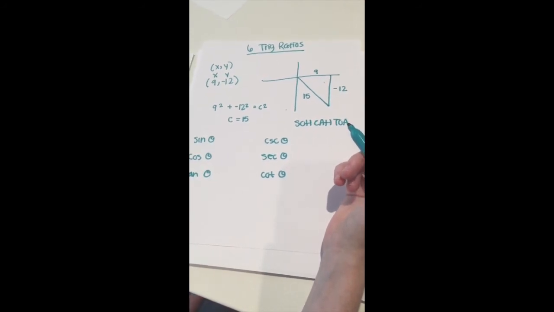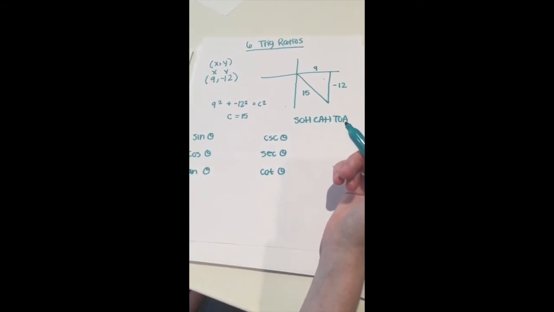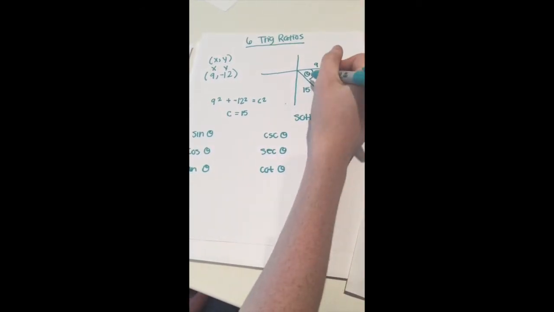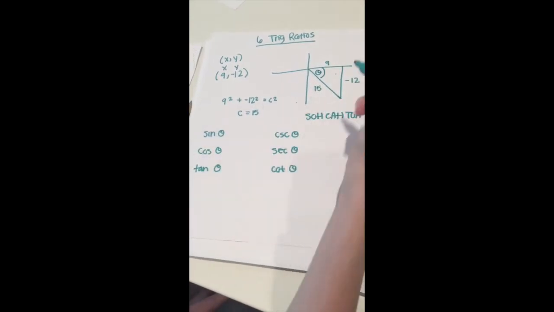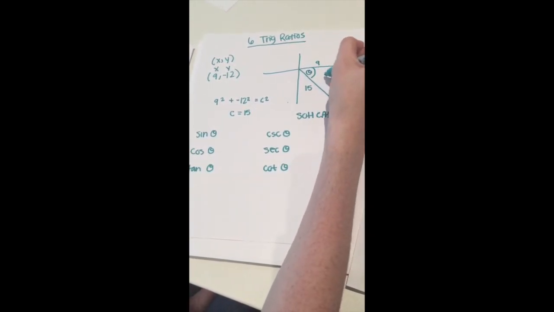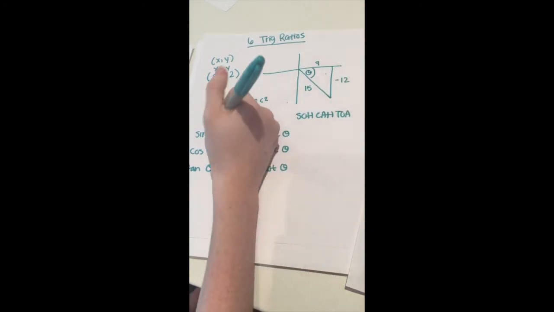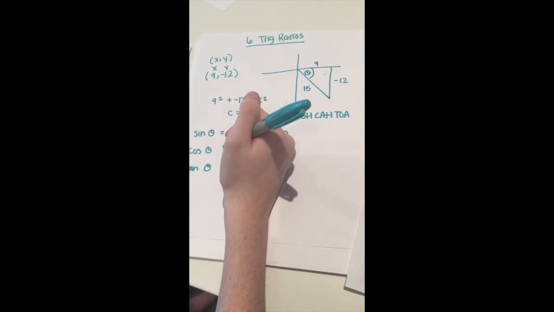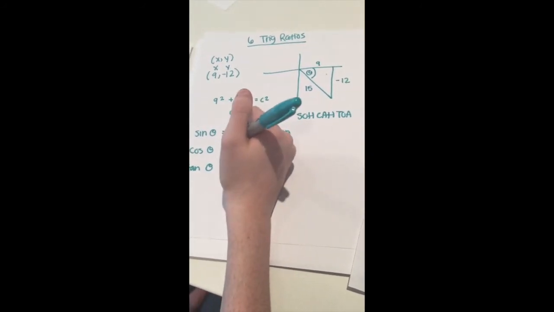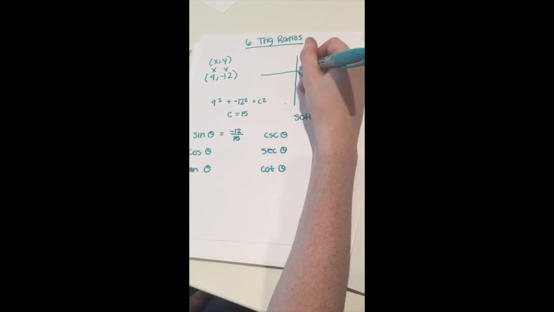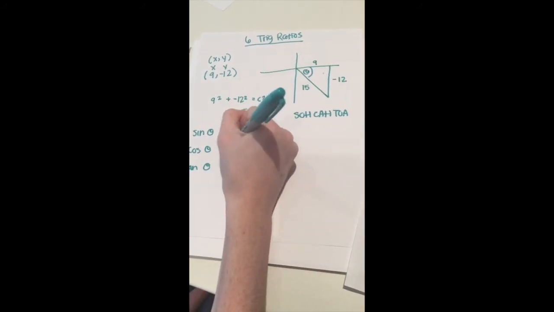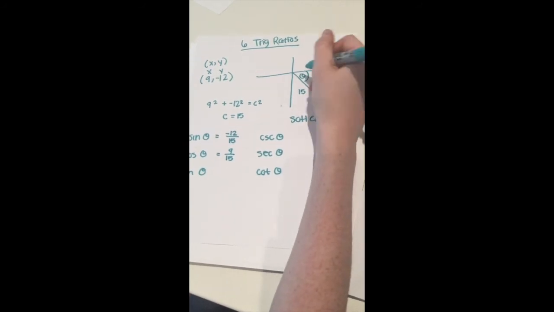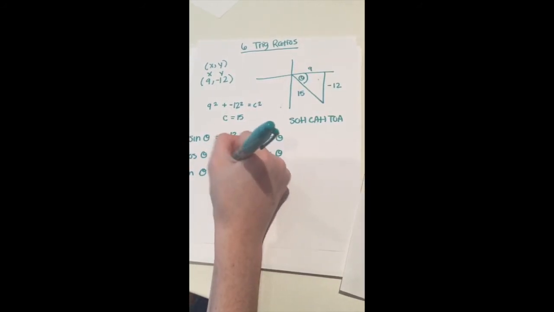So the way that we're going to do this is we're going to figure out the ratios from the reference angle. So everything is going to be by the reference angle. So we're going to start with sine. Sine is opposite over hypotenuse, so that equals -12 over 15. The next one we're going to do is cosine, which is adjacent over hypotenuse, which is 9 over 15. And then we're going to do tangent, which is opposite over adjacent, which is -12 over 9.